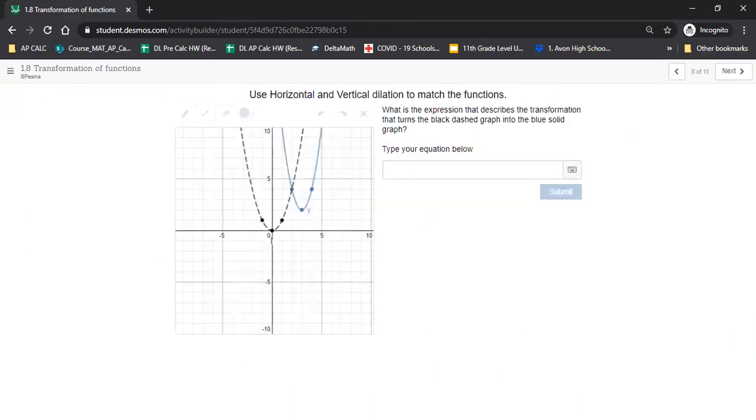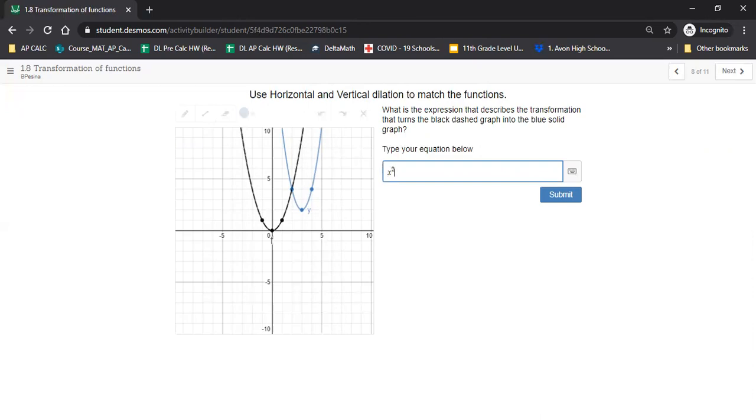Okay, this one is a good one also. So we're going to go ahead and see what transformations occurred so I can get this one. For me, that looks like a quadratic, so I'm going to start off by putting my x squared. Okay, so now I've got that black function.